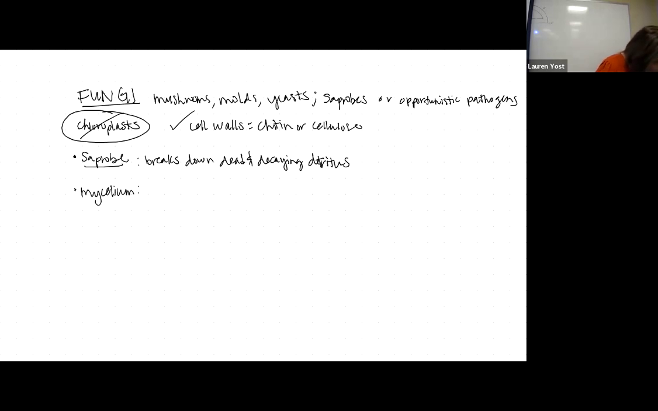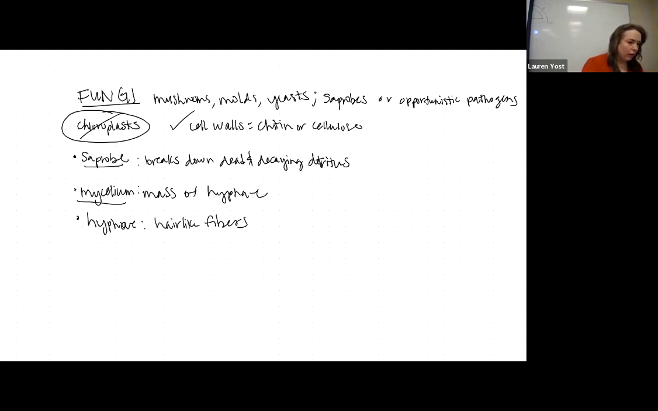The mycelium is the part of the fungi that consists of the mass of the hyphae. And the hyphae, of course, we have to know what that is and understand that. The hyphae are those hair-like fibers that make up molds. If you think of furry looking molds, the individual little hair-like structures are the hyphae, and that overall structure is the mycelium.